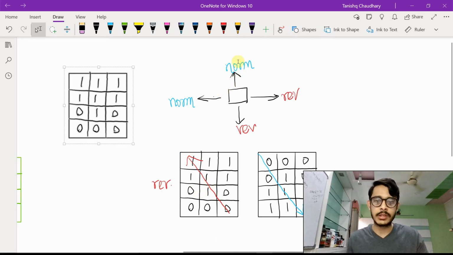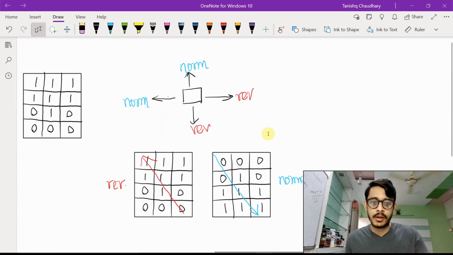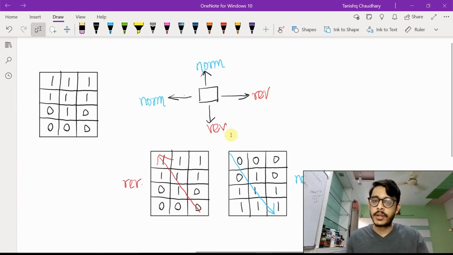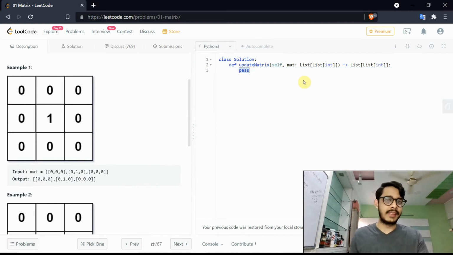In the normal case, you're considering what's at the top and what's at the left of the cell. This one, for example, had the answers for this and this, so you got the answer for this cell. Now, when you're going in the reverse direction, you'll know the answer for both of these instead. It's very simple once you understand it. I'll actually code it up and that should make more sense.